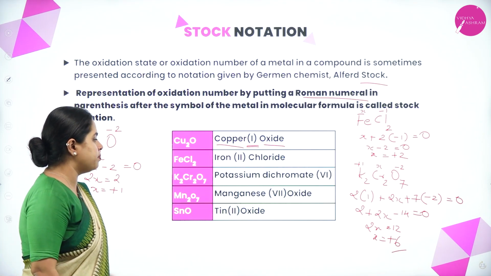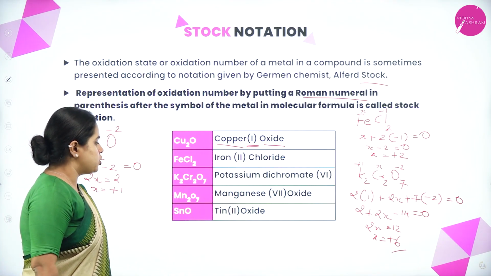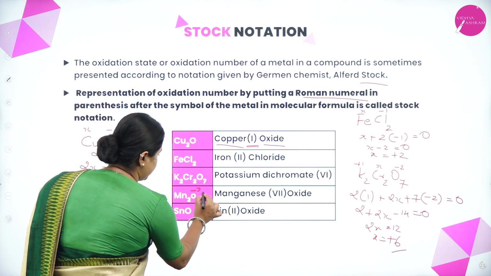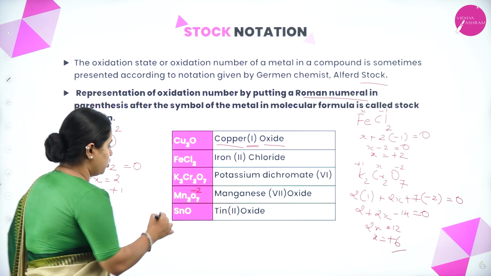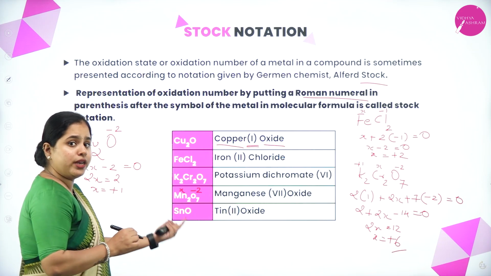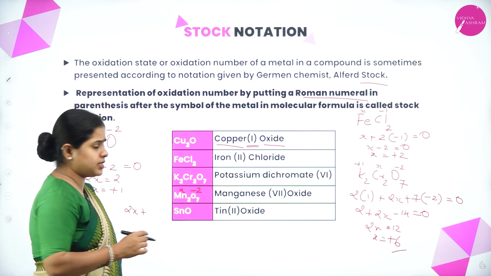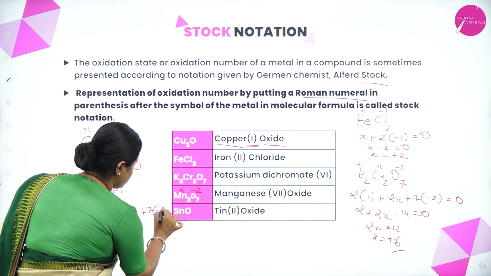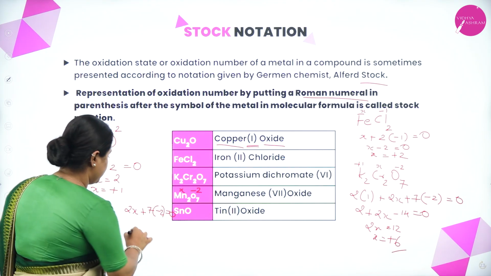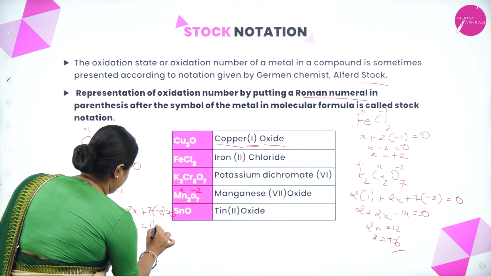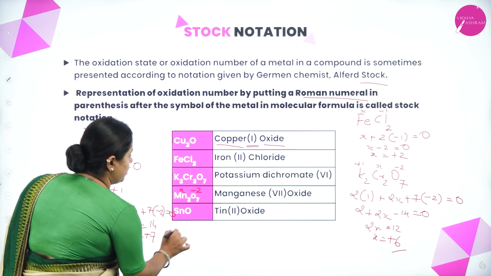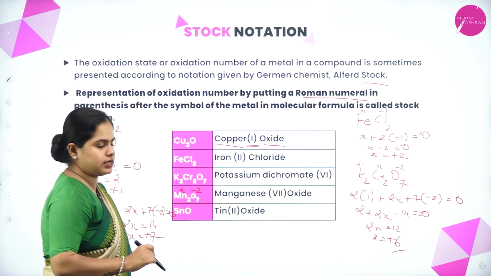Moving on to the next one, manganese oxide. Okay, so as you can see, oxygen is minus 2, right? Manganese we don't know, so we take it as x. So how many atoms are there? 2. So 2x plus 7 into minus 2 will be equal to 0, right? So 2x is equal to 14, x is equal to plus 7. So manganese (VII) oxide it is written.